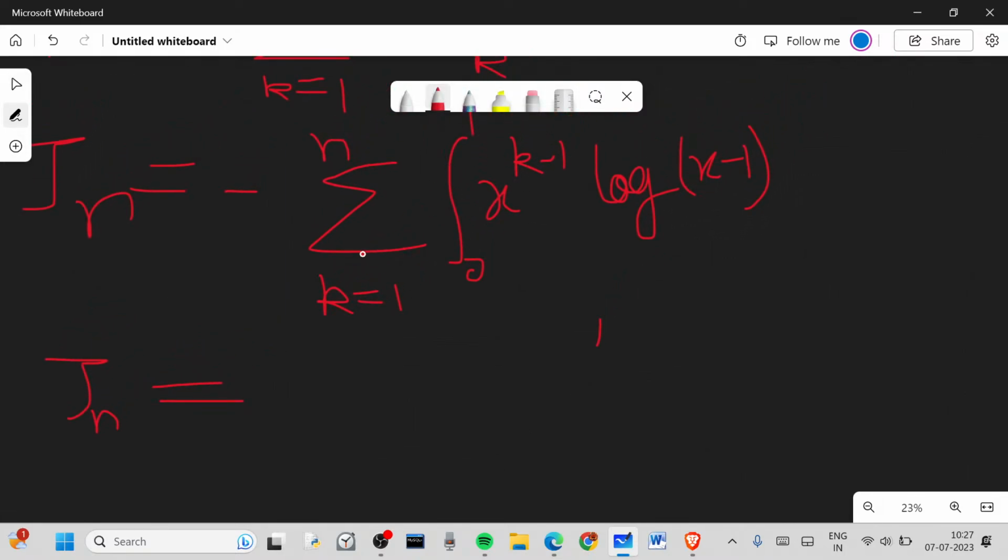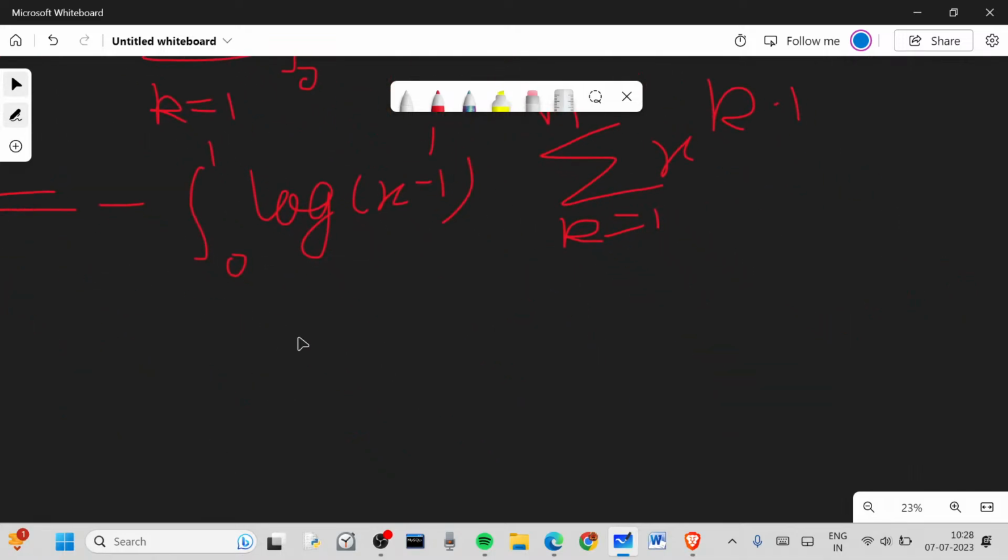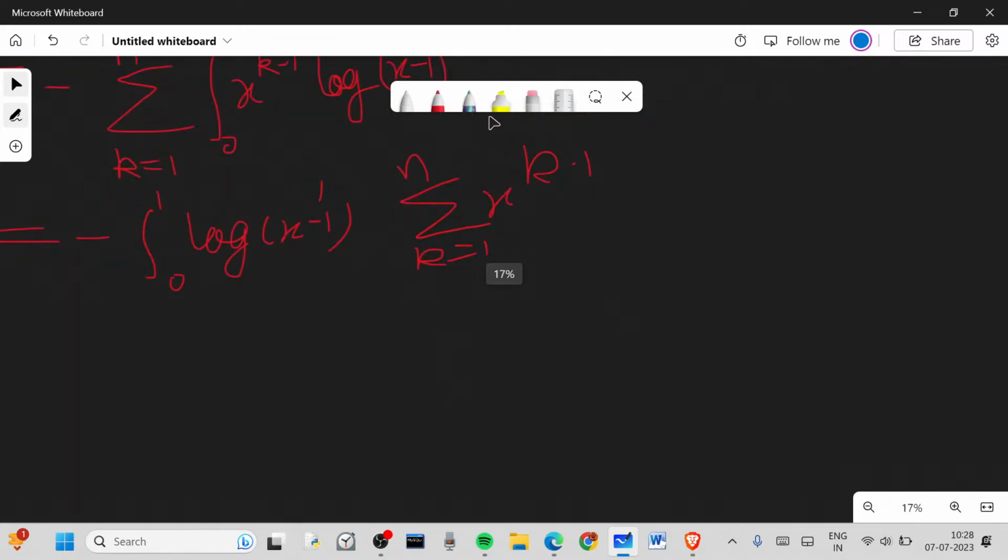Yeah, it's k is 1 to infinity. So let me pull out integral sign and log x minus 1 sign. It's sigma k is 1 to n x to the power k minus 1. Oh, sorry. It's not x minus 1, it's 1 minus x.